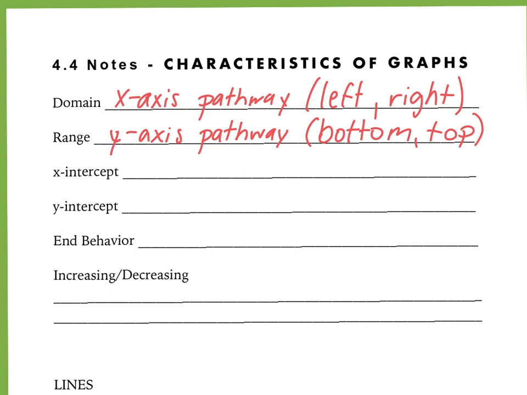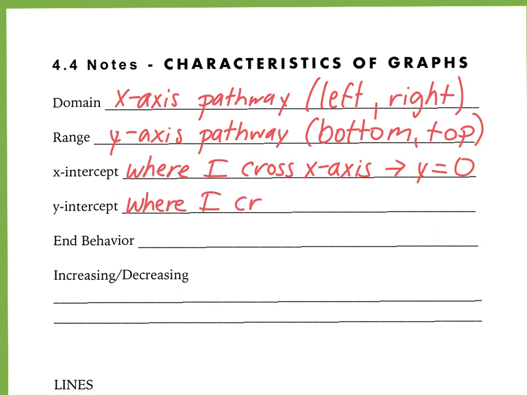Then we have our x-intercept. This is where I cross which axis? X, where I cross the x-axis, and y is going to equal 0, right? Remember that? What's the y-intercept? Where I cross the y-axis. Same thing as the b value, right? And it's where x equals 0. Good.